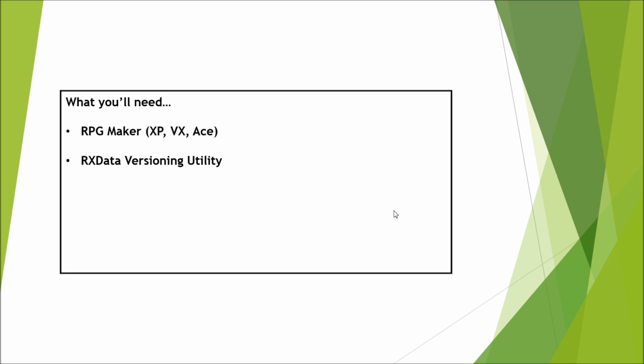The next thing you'll need to download is the RxData versioning utility. This is essentially a script that was written by a couple of people. I updated it for ACE, so I'll be showing you how to use that. Next, you'll need to download Ruby. If you don't know, Ruby is the scripting language that RPG Maker uses for all of its scripts. So if you're intimidated by that, don't be. It's really easy to download, install, and get working, and we're going to need it for the RxData versioning utility to function correctly.